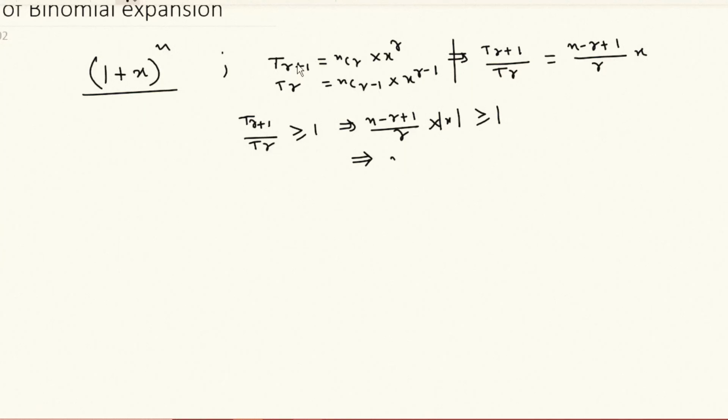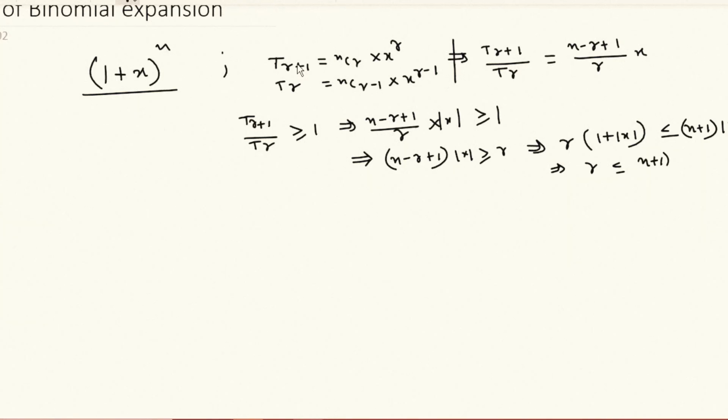This you need to simplify. (n minus r plus 1) into mod x is greater than or equal to r. So just by changing the sides, you will be getting r into (1 plus mod x) less than or equal to (n plus 1) into mod x. So this implies that r is less than or equal to (n plus 1) mod x divided by (1 plus mod x).